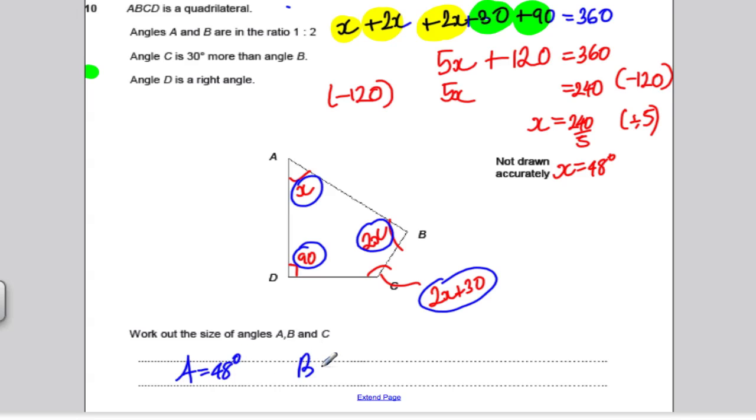Angle B is twice that, which is 96 degrees, and angle C is twice that plus 30, so it's 126 degrees. If you add those together, 48 add 96 add 126 plus 90, you get 360, which is the sum of the angles in a quadrilateral. So you know you've done it right.